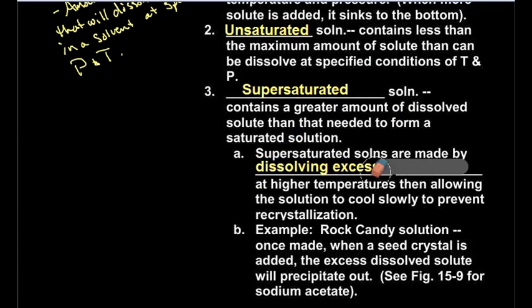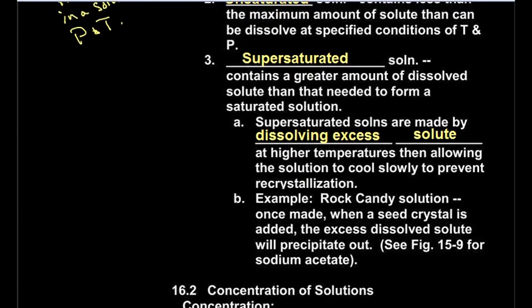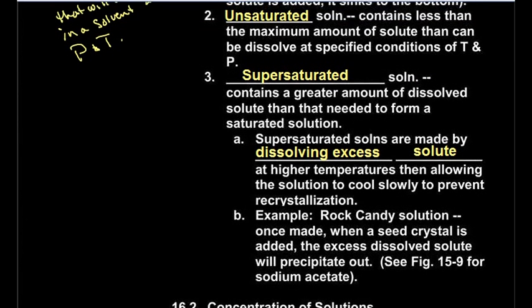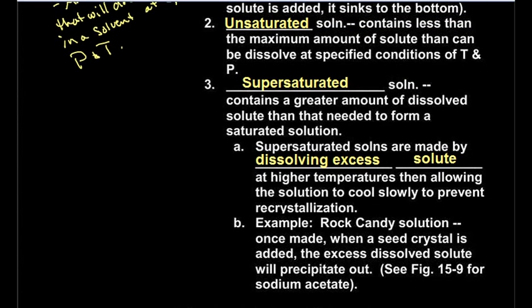Okay, and you make them by dissolving excess solute at higher temperatures and then allowing the solution to cool very slowly to prevent recrystallization. For example, that's how we make rock candy, which we won't be able to do in here. But when a seed crystal is added, the excess dissolved solute precipitates out.